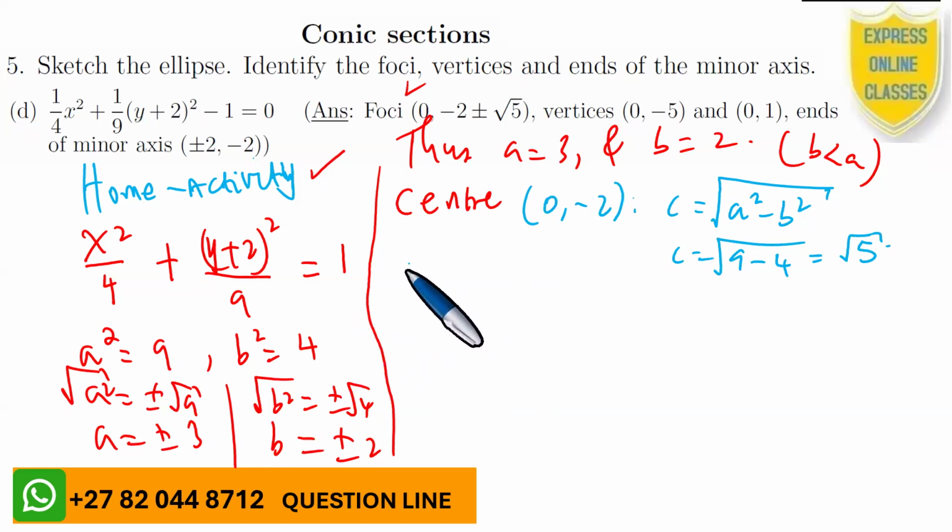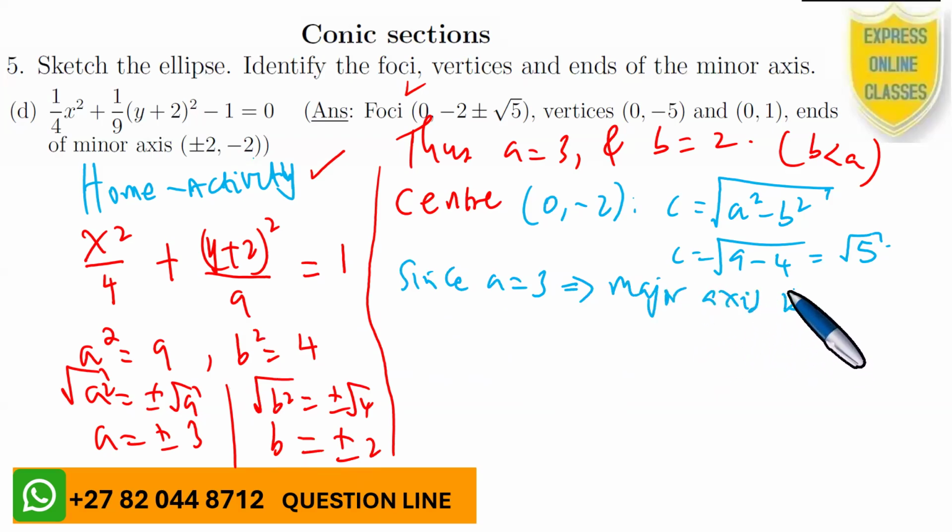As a consequence, because a equals 3, this means that the major axis is parallel to the y-axis. Since a equals 3, this implies that the major axis is parallel to the y-axis.